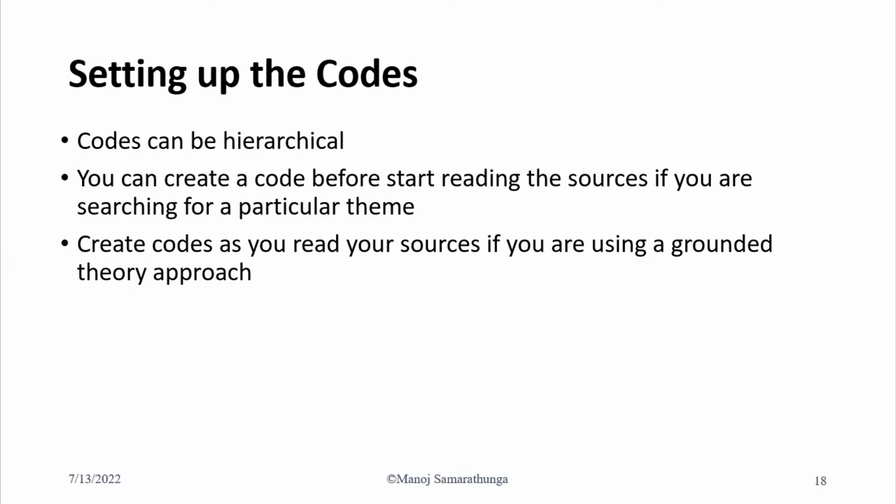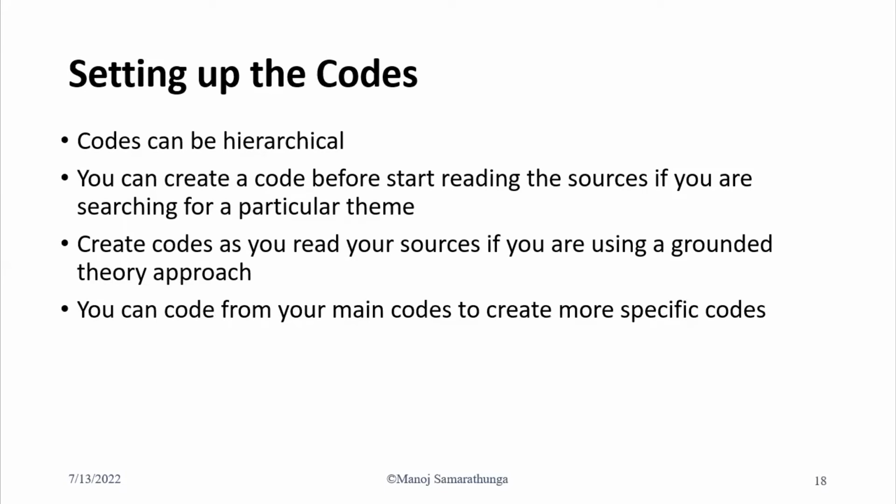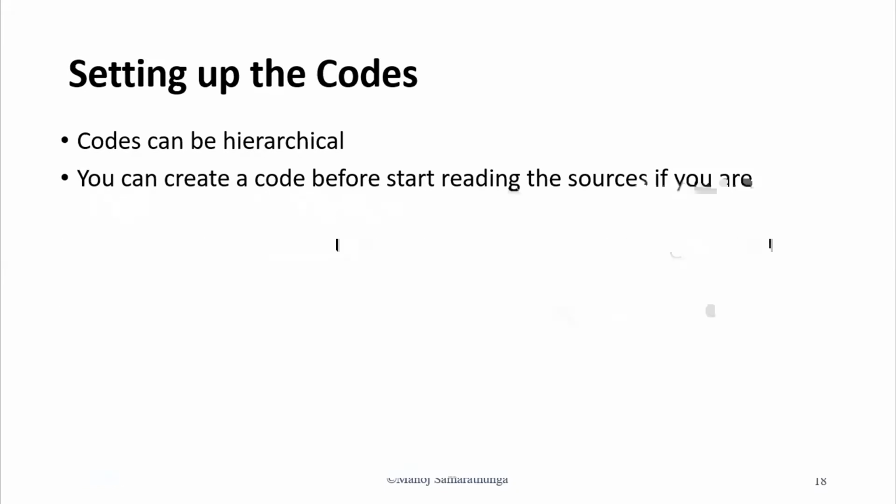We don't go for the category development, right? In deductive, yes, we do, but in inductive, if you're following the grounded theory, we're not going for the category development. We just do the open coding, which means you just identify the pieces of information. You just keep on identifying. And after identifying all the relevant pieces of information, only then can you go for the category development. Category development is putting the relevant information into the relevant boxes, into the relevant categories. You just simply group them. Okay. And you can code from your main codes to create more specific codes. We can do that. Okay.